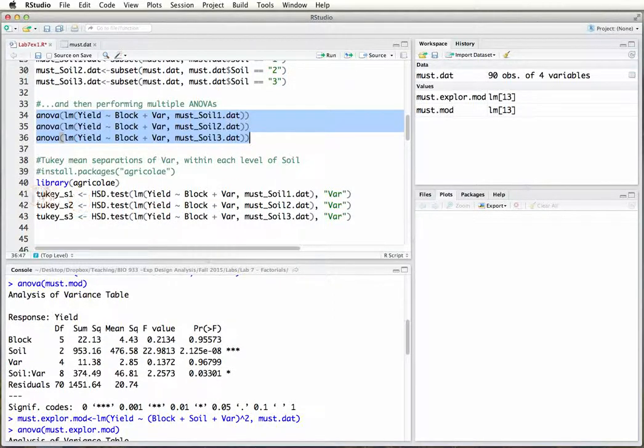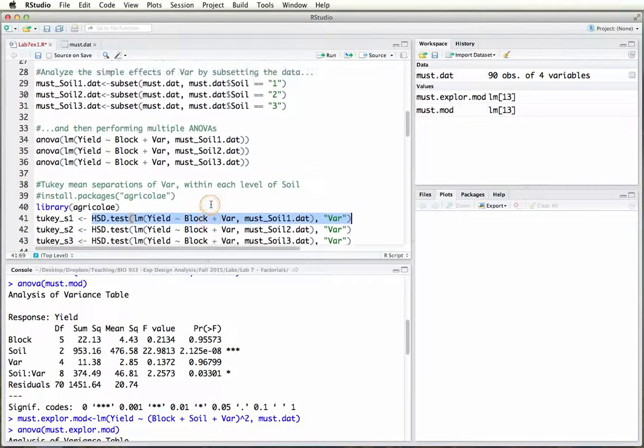could then run individual Tukey tests on each of those subsets of data. And so here you see the Tukey test that I'm running on each of those subsets of data. So let's look at all of that.